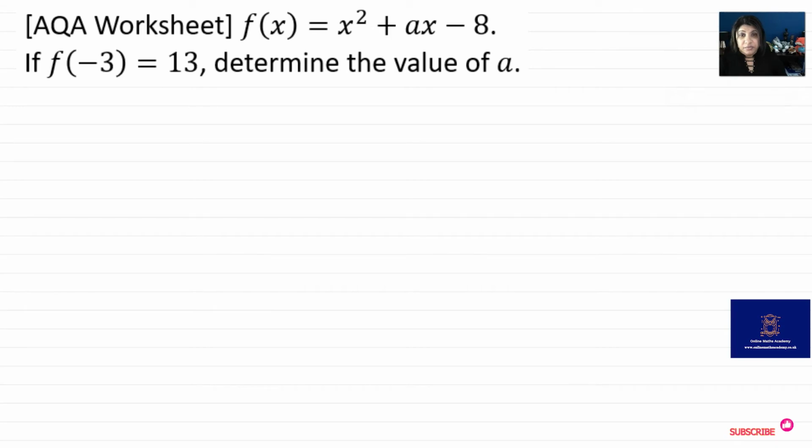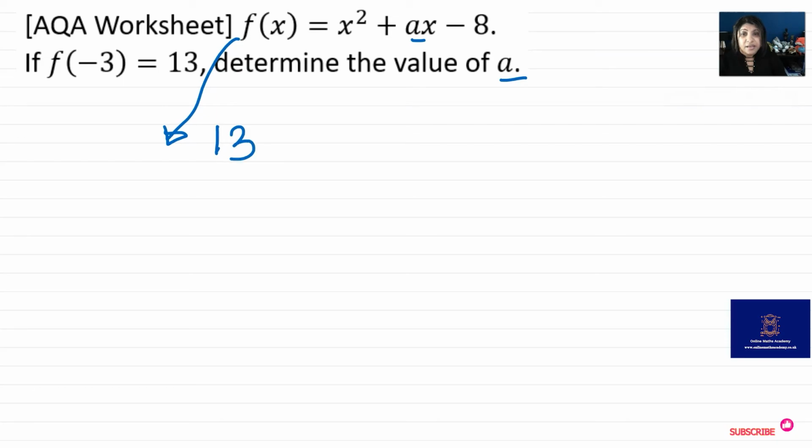So another question from AQA, we are told f(x) is defined as x squared plus ax minus 8. And we are told if f(-3) is equal to 13, determine the value of a. So we need to find what a is when f(-3) is equal to 13. So all we have to do is substitute the values in. We know f(x), I'm going to bring it down here, that is 13.